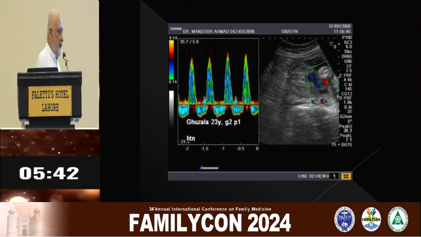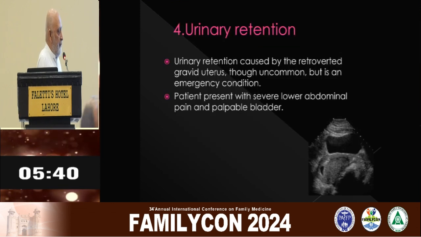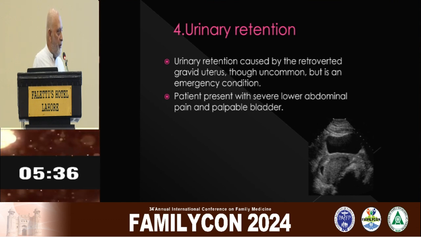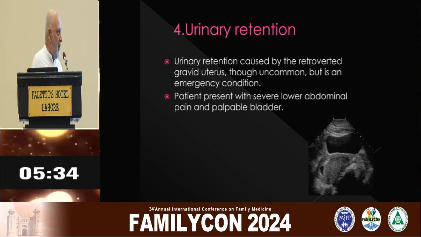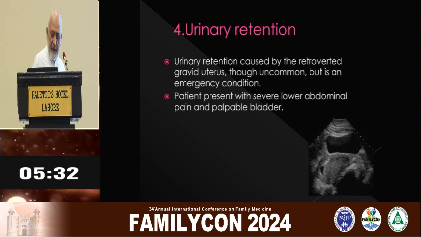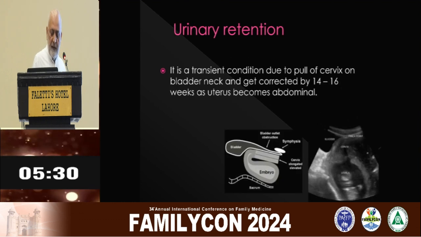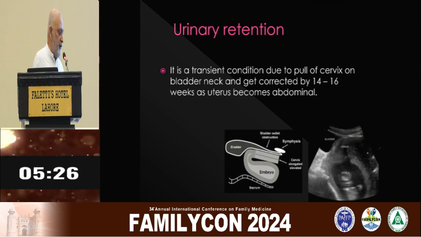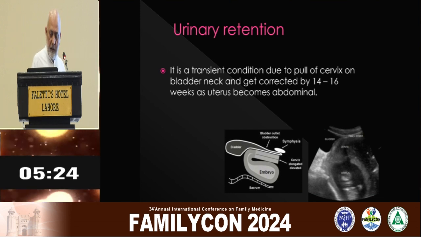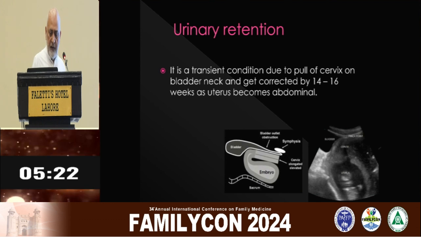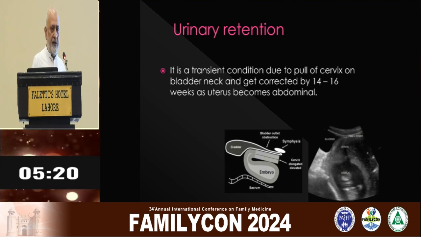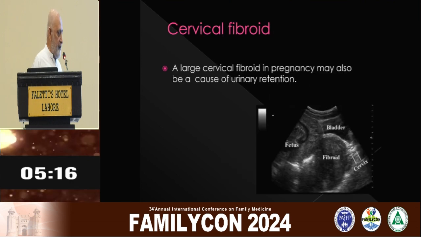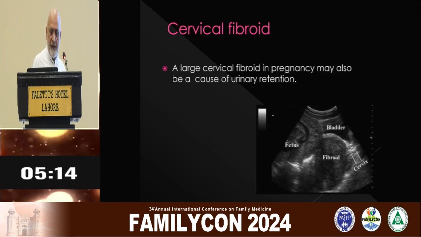Urinary retention is another presenting complaint. Sometimes the uterus is retroflexed and pushes on the cervix and so produces retention of urine, and when the uterus becomes abdominal after 14 to 16 weeks, the retention is not there. It is a transient or temporary condition seen in early pregnancy. A large cervical fibroid may also produce retention of urine.